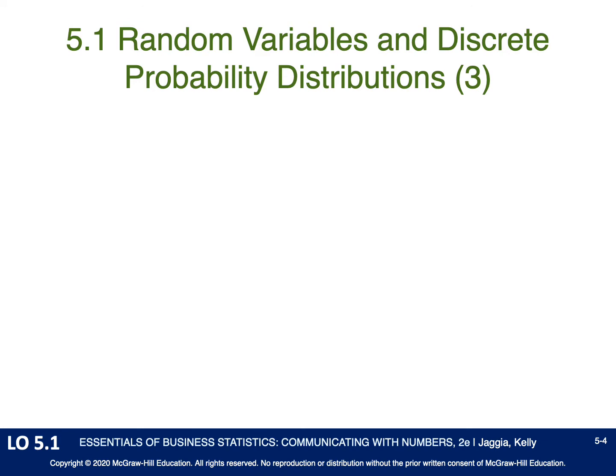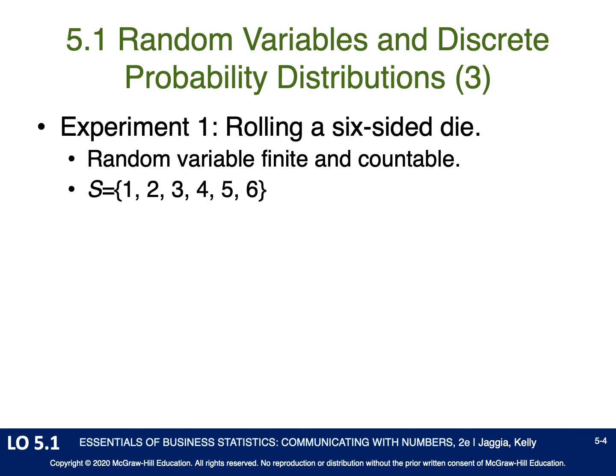So let's look at a couple of experiments. The first one is we roll a six-sided die, like if you were playing a board game or something. So your sample space here is rolling a 1, a 2, a 3, a 4, a 5, or a 6. So these variables are finite. There's a limited number of them, and they are countable. So this is a discrete probability distribution.